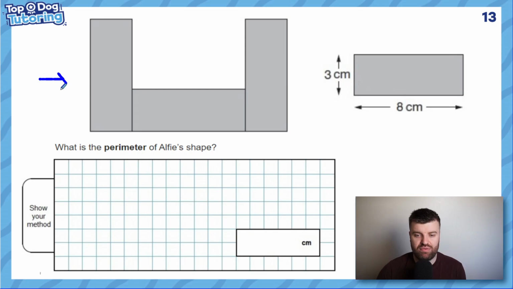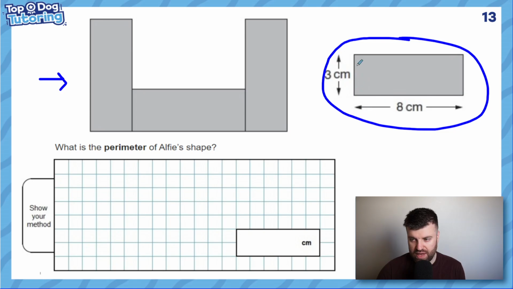This is Alfie's shape right here, and we're given this key on the right-hand side. Okay, so the width is 8, and the length is 3 of the rectangle. What is the perimeter of this shape? The only thing I'm going to say to you is perimeter is the outside of the shape, not the inside. That's it. That's all I'm going to do for now. See if you can get an answer. I'll go through it with you afterwards.